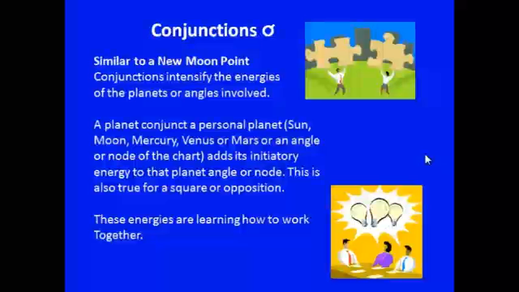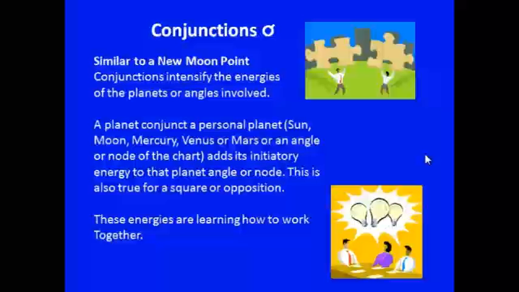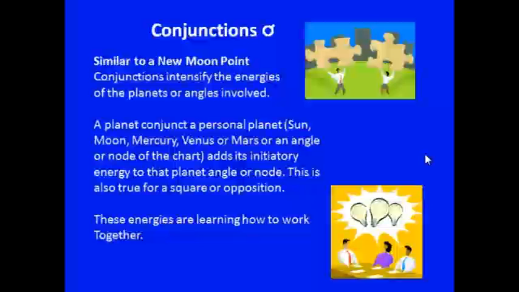And basically, when they come together, it intensifies the energies of the planets. Or if it's on an angle or with a node, it just amplifies that energy, because they're together in the same archetypal sign, the same energy. So a planet conjunct a personal planet, say an outer planet to a personal planet, like Pluto to the Sun, Moon, Venus, Mercury, Mars, or to an angle or node of the chart, or say it's Saturn, Uranus or Neptune, one of the outer planets that are the initiating planets. They're adding their initiatory energy to that planet, angle, or node.